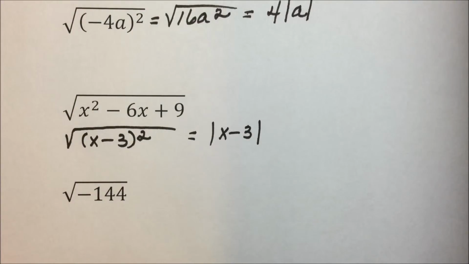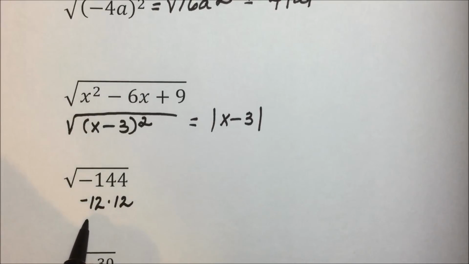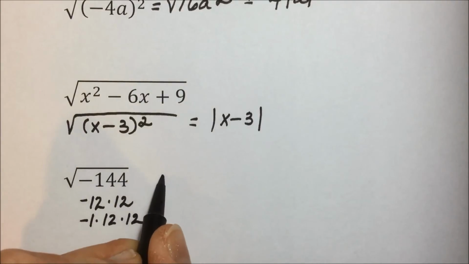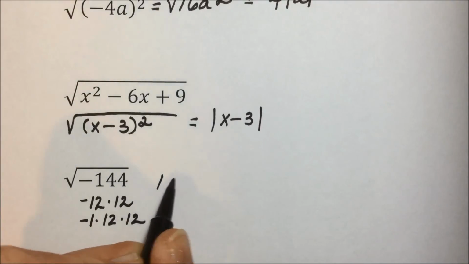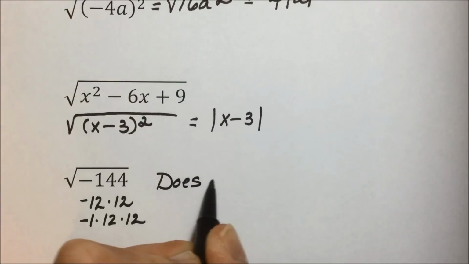The square root of negative 144 is not possible under the real number system. We can't break this down into a number times itself, in other words, two of the same numbers multiplied together. You might be thinking negative 12 times 12 would give us negative 144, but the numbers aren't the same. And even if we pulled off the negative and said negative 1 times 12, we still don't have the pair and everything cleared underneath the radical. So here we would say that the principal square root does not exist.